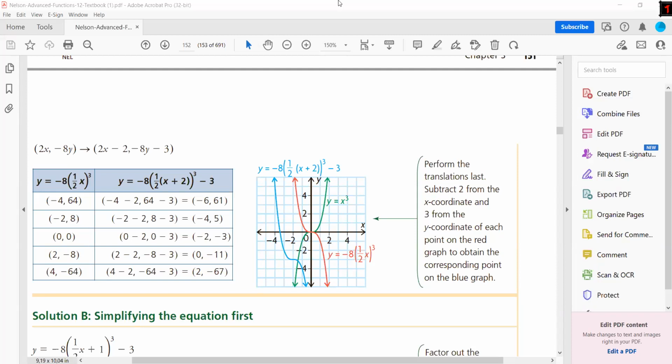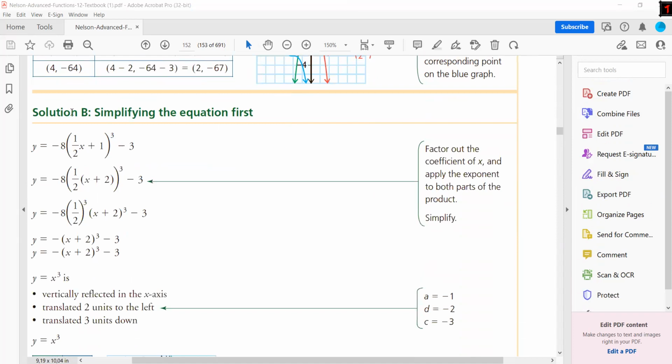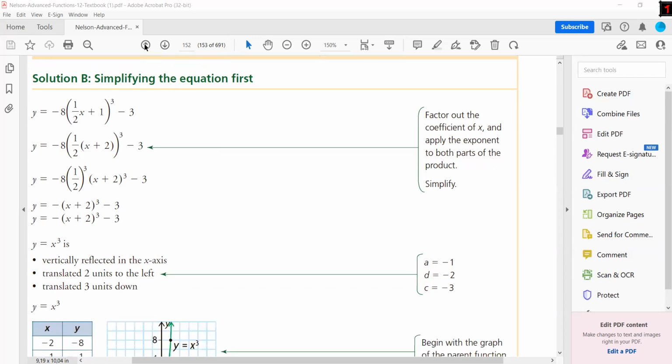Here you can see the set of points we get after translation, and translation is just a type of linear transformation, so it's pretty simple as that. Solution B, in which we simplify the equation first. Take a moment to look at this.